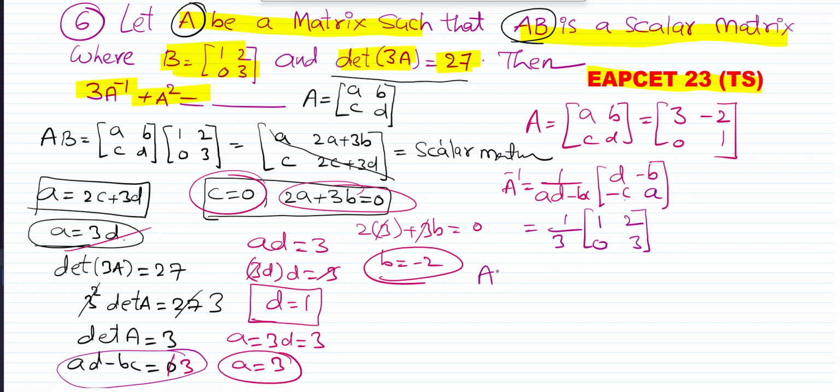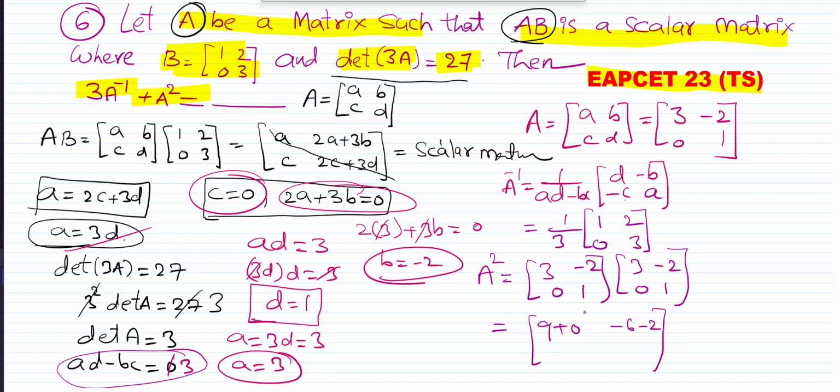Now find A square. A square means A value is 3, minus 2, 0, 1, into 3, minus 2, 0, 1, multiplying these two, that is 3 into 3, 9, 9 plus 0, and 3 into minus 2, minus 6, minus 2, and 0, 0, 1, that is equal to 9, minus 8, 0, 1. This is the matrix A square.